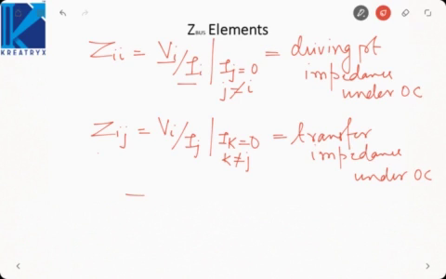But remember, Zii is not equal to 1 upon Yii. Why? Because the elements of the bus admittance matrix were defined under short circuit condition, and the elements of the Z bus matrix are defined under open circuit. So though the formulas of these two seem reciprocal of each other, the conditions are different, and hence both cannot be represented as reciprocals of each other.